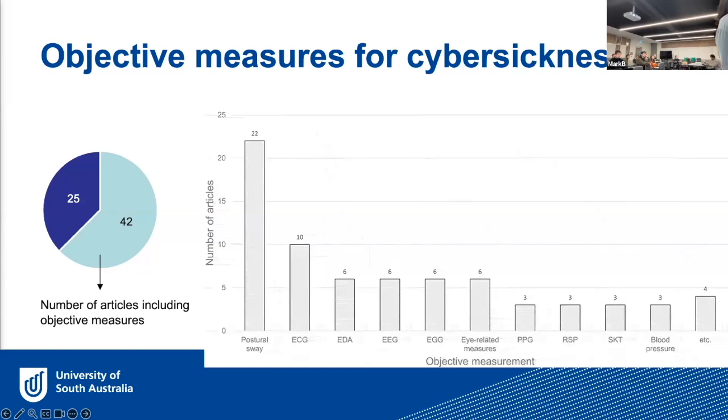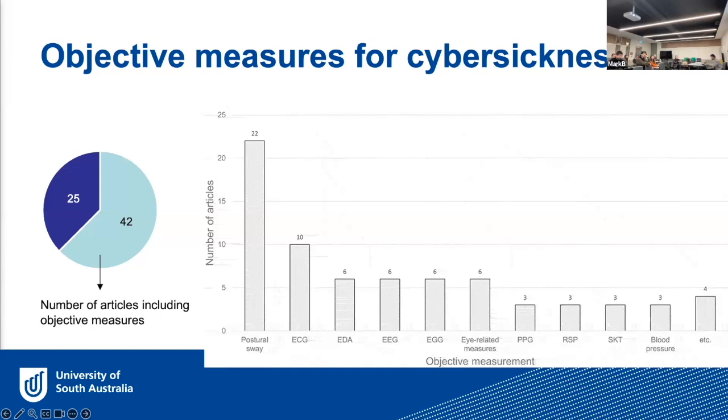And according to my survey, among the 67 papers I listed, 42 papers adopted objective measures as well. And here you can see posture sway is the most widely used objective measure in cybersickness. So this is partly related to the Bayesian research.